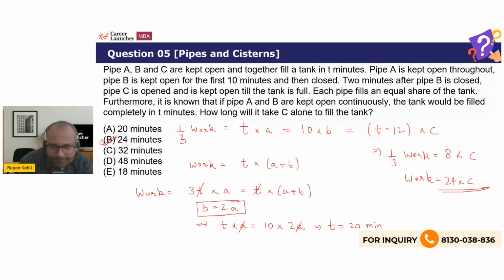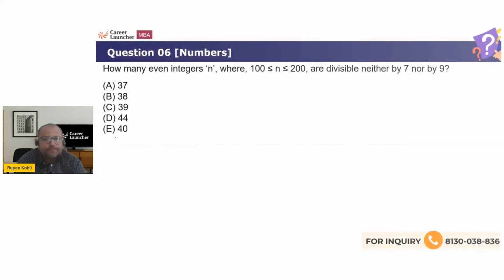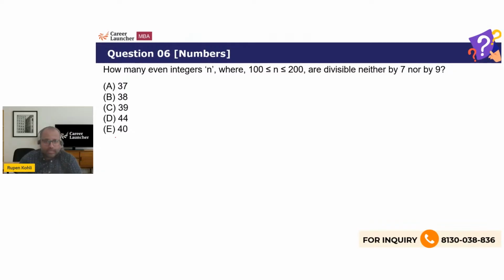Okay, so with that, let's see the next one. Okay, so now we are in a different mood with numbers. Let's see. How many even integers n, where n lies from 100 to 200, are divisible neither by 7 nor by 9? Perfect. In numbers, these kinds of counting questions based on divisibility are very common. How do we do it?